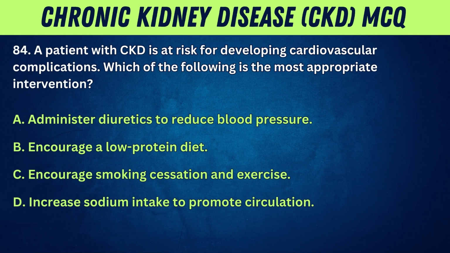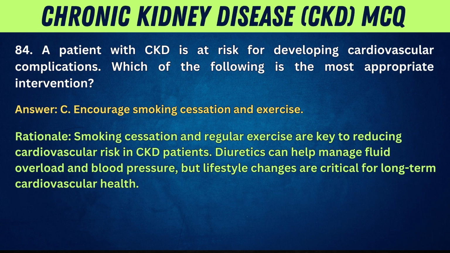84. A patient with CKD is at risk for developing cardiovascular complications. Which of the following is the most appropriate intervention? A. Administer diuretics to reduce blood pressure. B. Encourage a low-protein diet. C. Encourage smoking cessation and exercise. D. Increase sodium intake to promote circulation. Answer: C. Encourage smoking cessation and exercise.